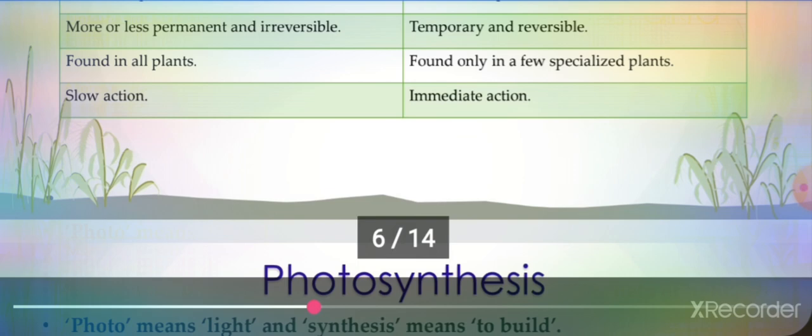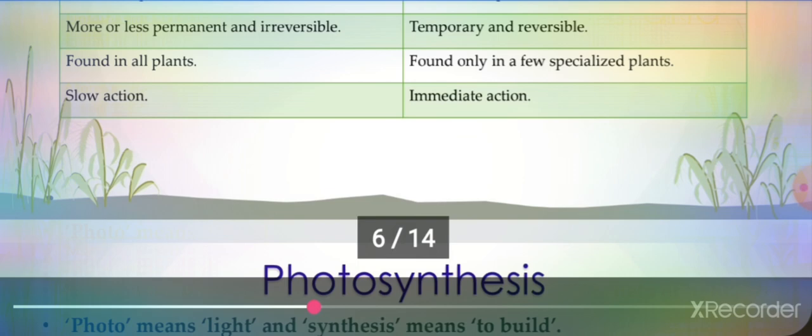For example, the Mimosa pudica leaves, they fold and after some time, they are reversed to their original position. Likewise, in the morning, Taraxacum, the flowers, they are in open condition. In the night, they are in closed condition. So these are all specialized plants. These nastic movements are found only in specialized plants.